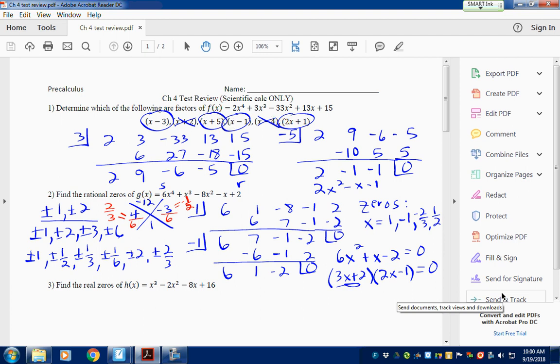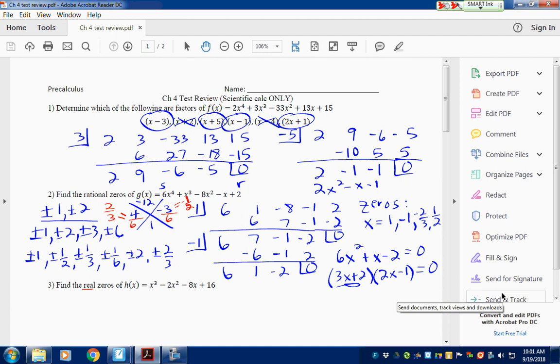Right, this one says find all the real zeros. What does this word real imply, maybe? Okay. But I didn't say rational. So what's the difference? Well, rational, they could all be fractions. There's going to be something else involved in this. What's that? Okay. This is good.